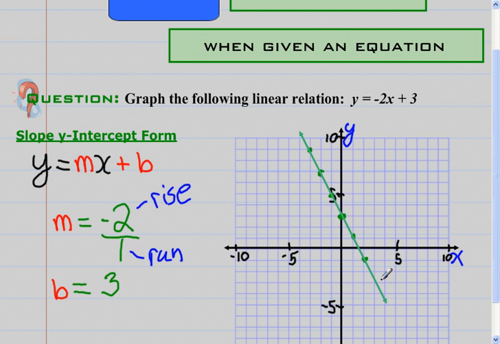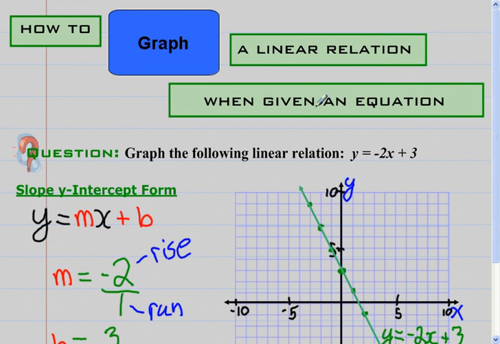The only other thing is you want to make sure you label your line, give it its name, y equals negative 2x plus 3. And just do a double check to make sure you've labeled your x-axis and your y-axis, and that you've labeled your scale. And that is how you graph a linear relation when given an equation.